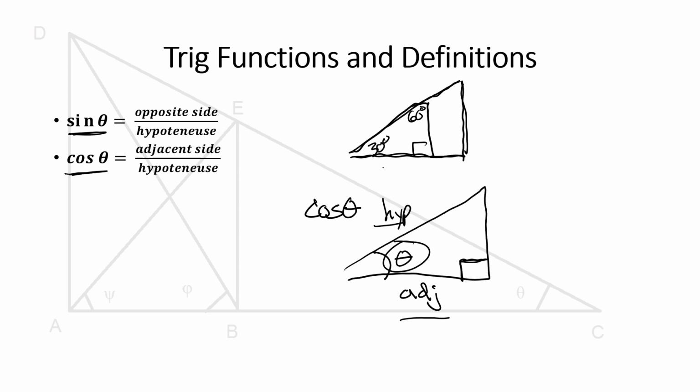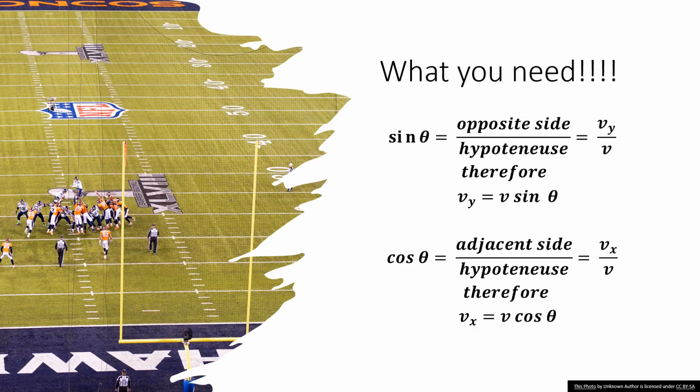Okay. So we have these two functions, sine theta, cosine theta. There's a third one called tangent, but we're not going to need it for what we're doing. So we're just going to focus on these two. And how can we apply them? Here's how we're going to apply them for our projectiles. The two things we need are Vx and Vy. We need to know how fast horizontally the object is going, and we also need to know how fast vertically the object is going. And how are we going to do that? Well, we're going to take advantage of sine of theta and cosine of theta.